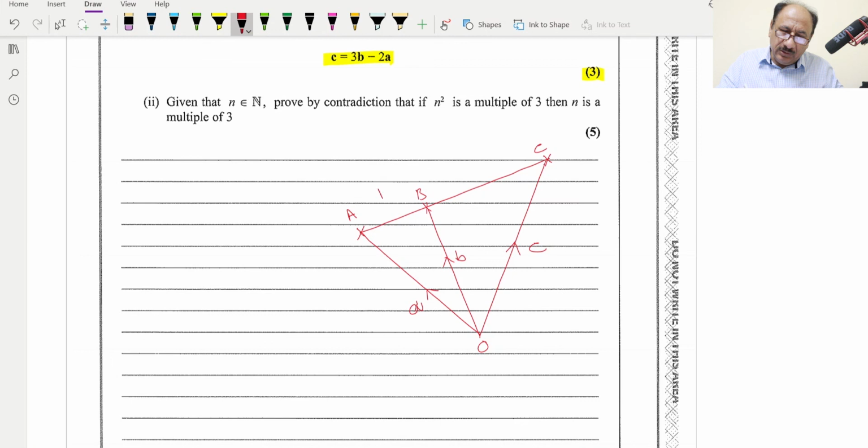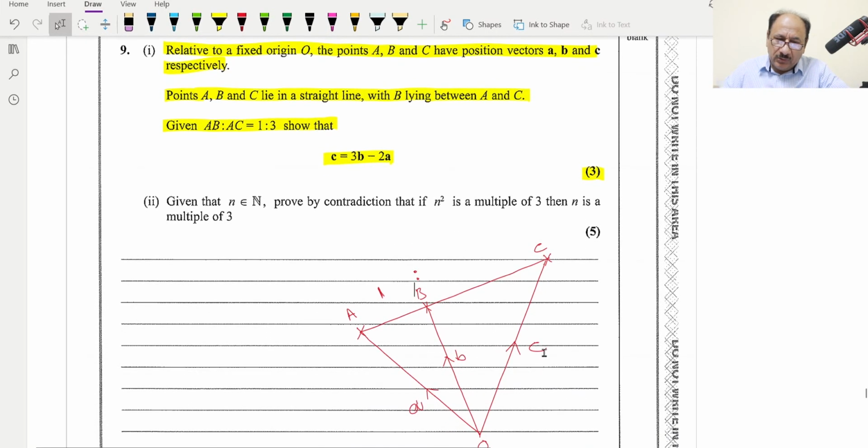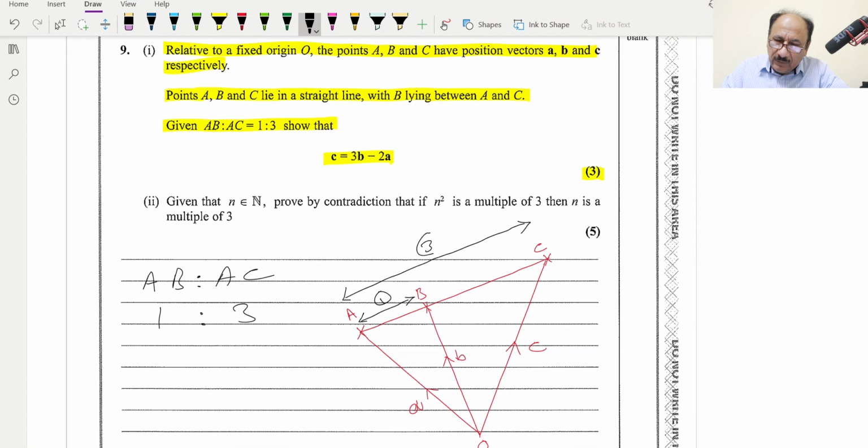AB ratio AC is 1:3. AC is complete one, so we will not indicate it like that, we will indicate it like this. AB ratio AC is what? 1:3. So this much is 1, and this much, the whole up to C, is 3. So this is the situation. Hopefully you understood this situation.